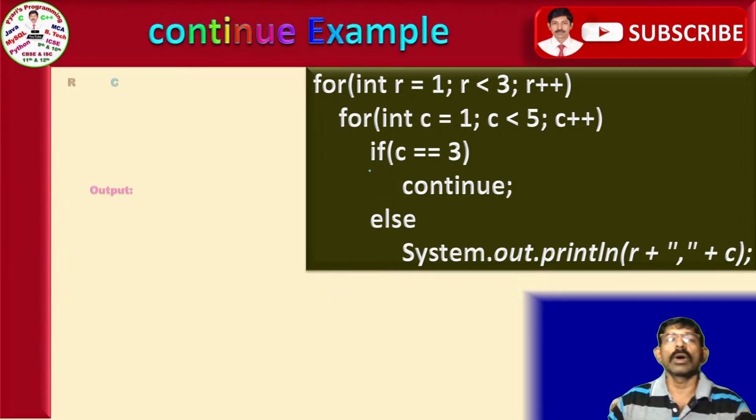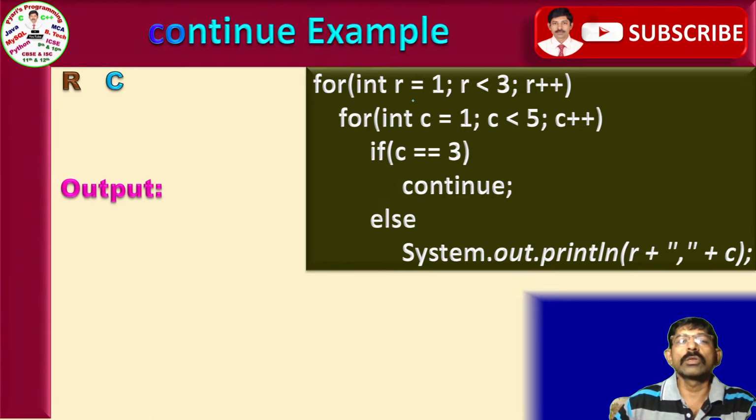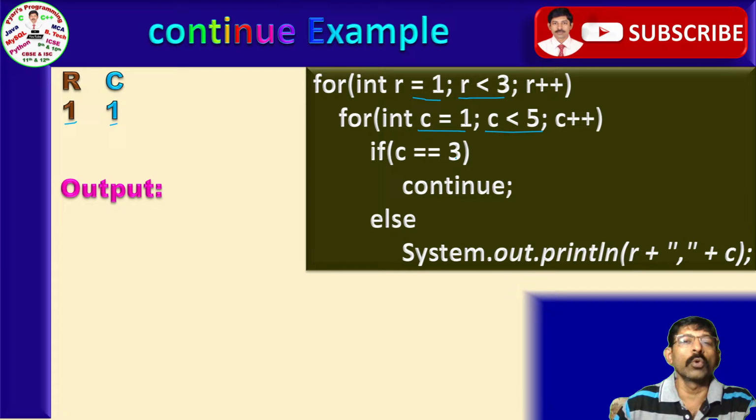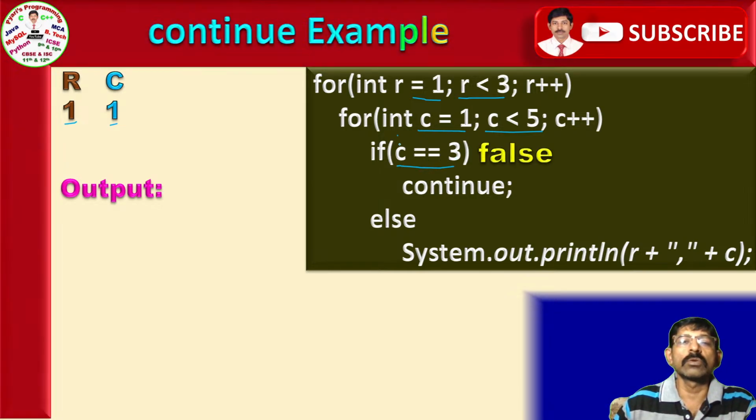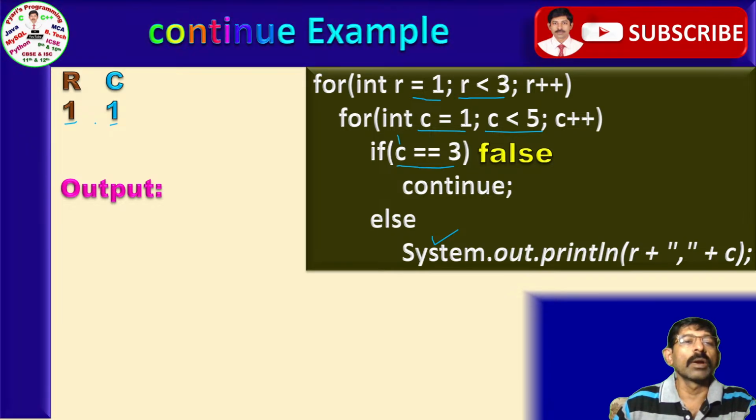Int r is equal to 1. Let's do the dry run. R is equal to 1. 1 is less than 3, condition is true. I will get inside. C is equal to 1. Look at this, R is 1, then C is 1. Then C is less than 5, condition is true. C is equal to 3? 1 is equal to 3 is false. So it will not execute continue, it will display this one. That's why it will display 1, 1. We are going to get the output 1, 1.